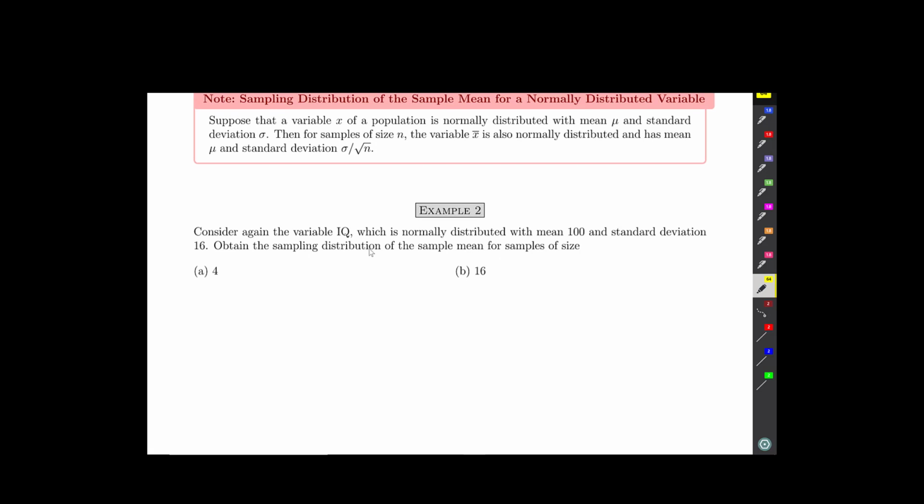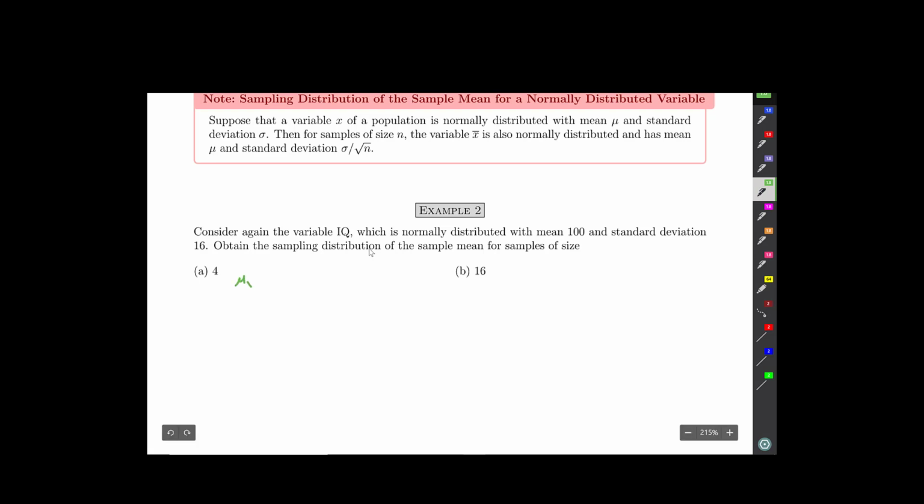With example 2, here we're talking about the standard deviation again of a normally distributed variable. That's in the red box there at the top of the screen. But example 2 is just saying consider again the variable IQ, which is normally distributed with a mean of 100 and a standard deviation of 16. Obtain the sampling distribution of the sample mean for samples of size 4 and 16 respectively. So let's look at part A.